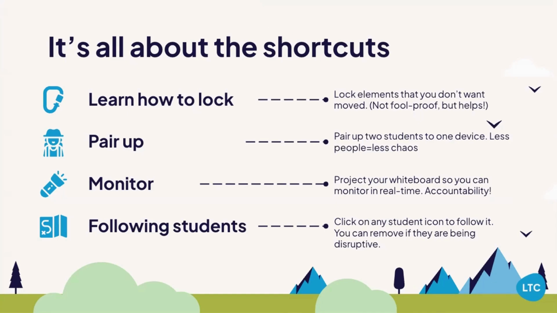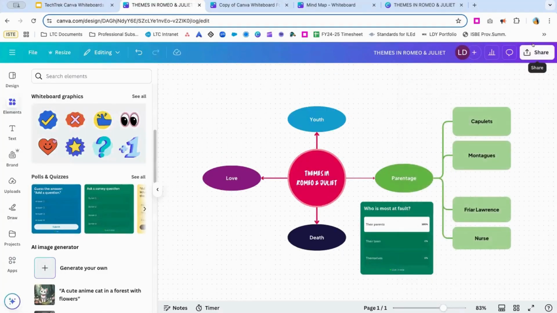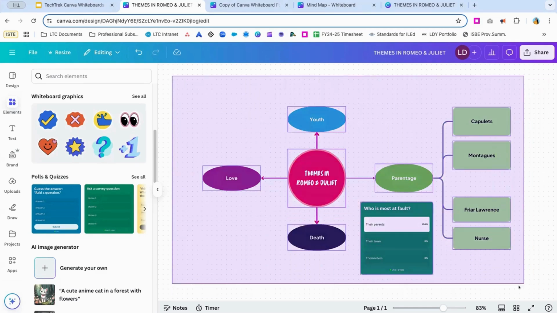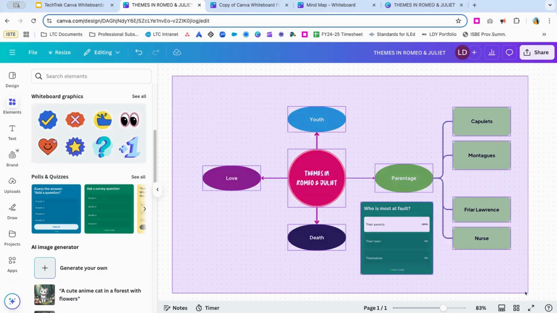So the first is going to be how to lock. I'm going to have you go to the whiteboard that you just created. Now, you can lock elements. This doesn't mean that the students can't unlock them. They can. But it's going to save you a lot of heartache because many of them won't know how to lock or unlock. So to lock something, you can either just highlight everything by clicking and dragging, just highlight everything you've created so far. Or you can click on things individually.